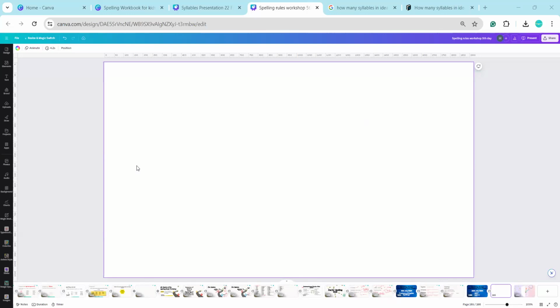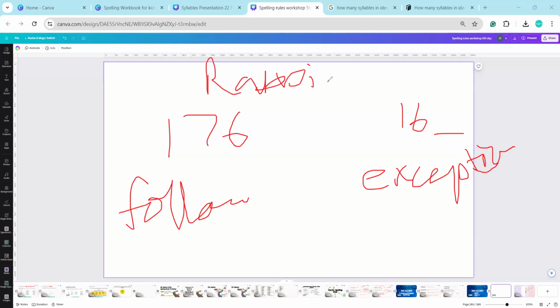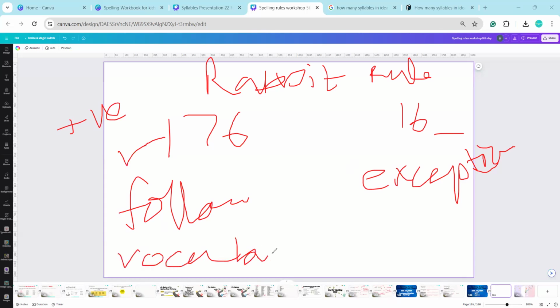The first thing about rabbit rule, as I told you, is that we have around 176 or 174 adherent words. Adherent means the words that follow the rule, and 160-something exceptions. So why are we giving rabbit rule to kids? Let me write here that I'm talking about rabbit rule, because we always see the positive side of things. If we teach kids rabbit rule, they can at least spell these 176 words easily, and most of them are the words that are in the vocabulary list of our young learners.